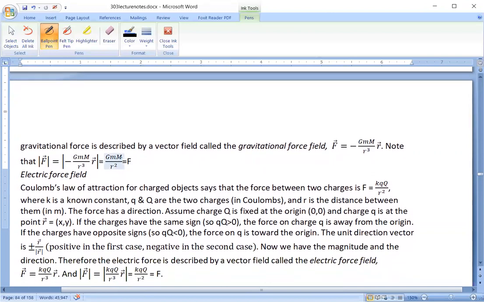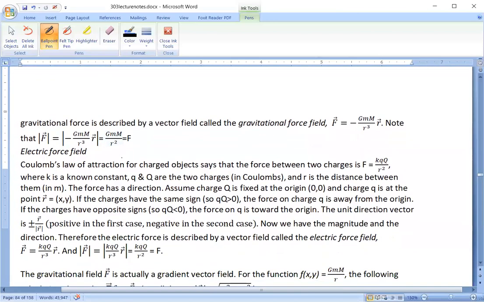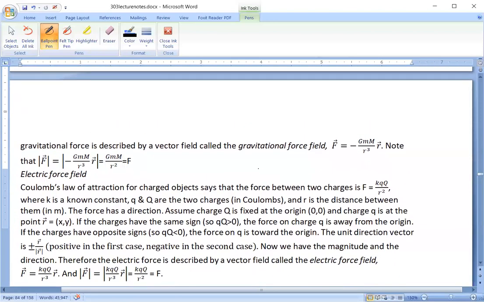And this is F equals kQq over r cubed times the r vector. And again, notice that if the charges are opposite, their product is negative. So that whole thing will be negative, meaning it's pulling in toward the origin. And if they have the same sign, then the product will be positive, and it'll be pushing out into space, away from the origin. Okay. So those are some basic examples of vector fields and some quite important vector fields in physics.